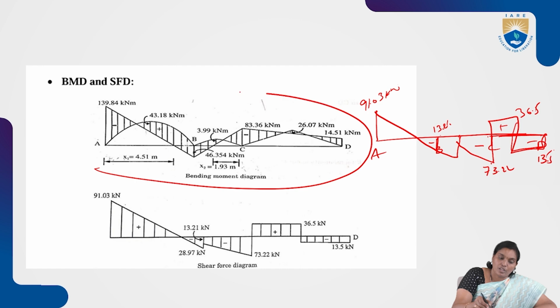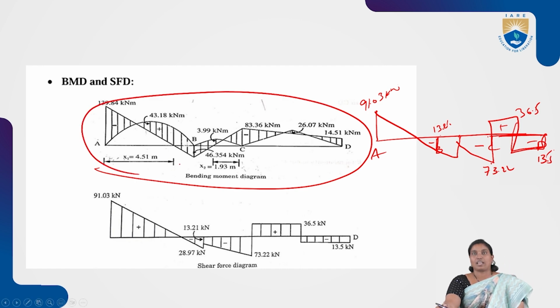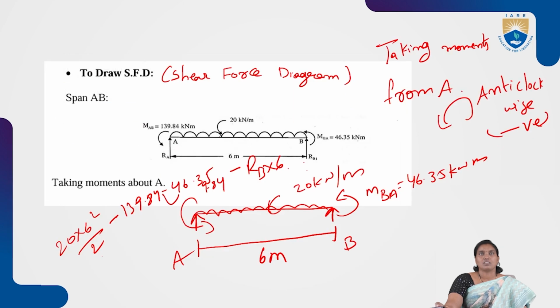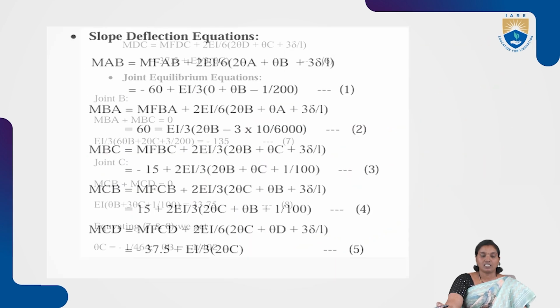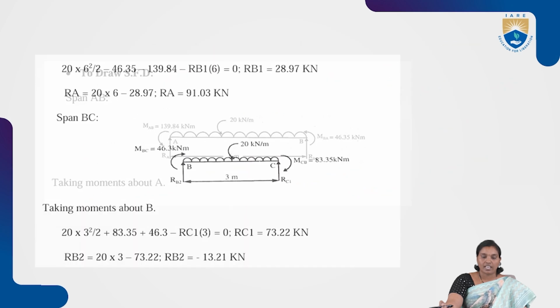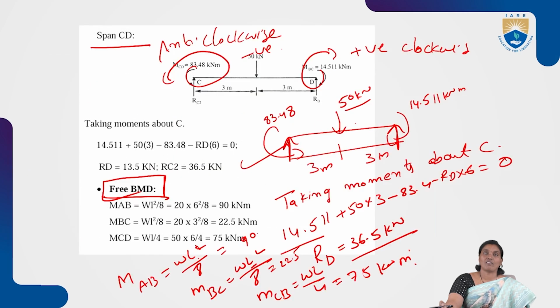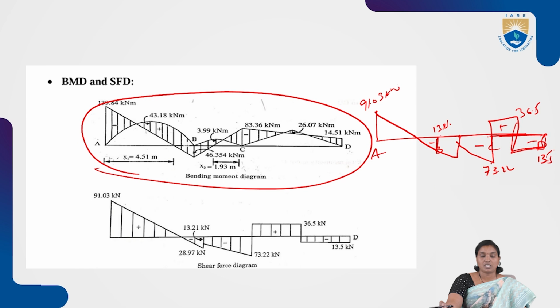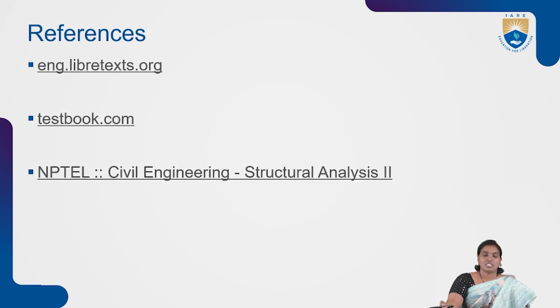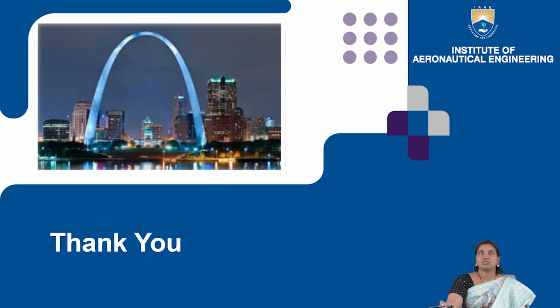Similarly, draw the bending moment diagram and shear force diagram. Like this, we understand the various conditions for these continuous beams. Like this, we may understand various numerical values also. This is the procedure for drawing the bending moment and shear force diagram. These are some of the references we may refer to for various examples for the slope deflection method.